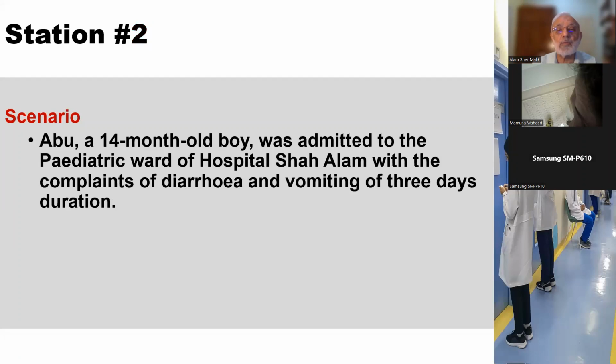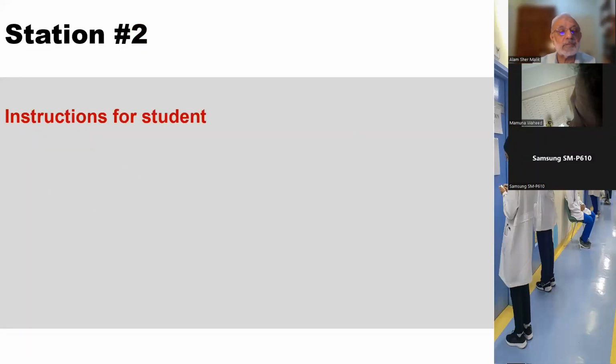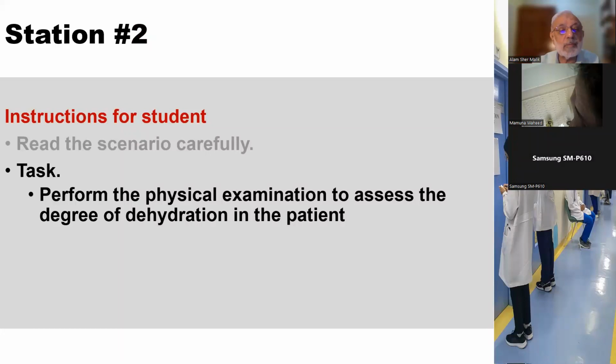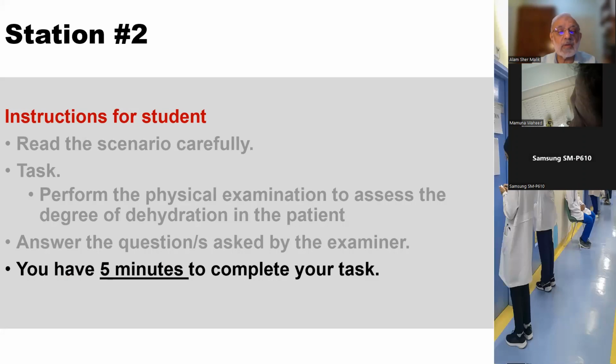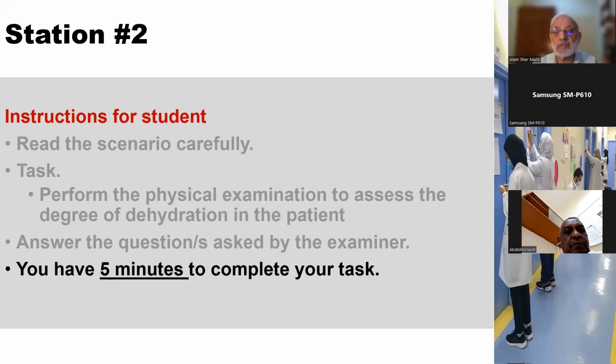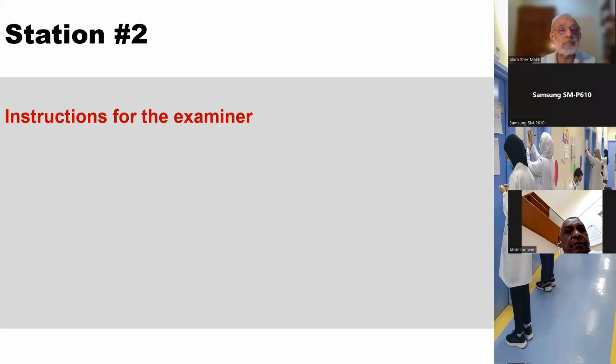Abu, a 14-month-old boy, was admitted to pediatric ward of Hospital Shah Alam with the complaints of diarrhea and vomiting of 3 days duration. Now here, the instruction to the student would be read the scenario carefully. Task would be performing the physical examination to assess the degree of dehydration in this patient, right? Whereas the task in the first station was to take the history. Then answer the questions asked by the examiner, and again, it's a 5-minute station which student has to complete.